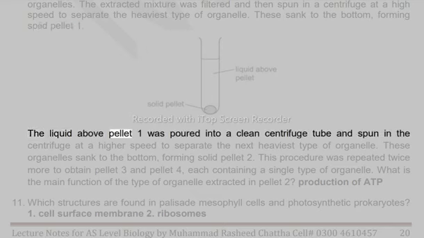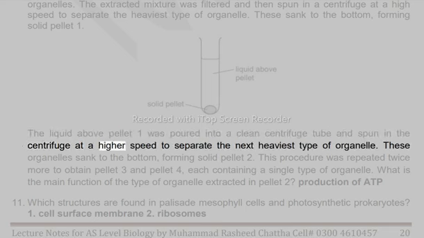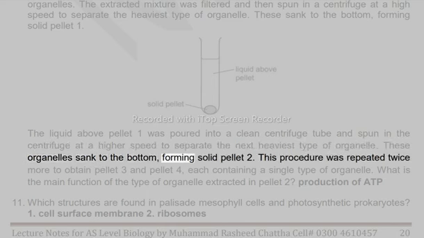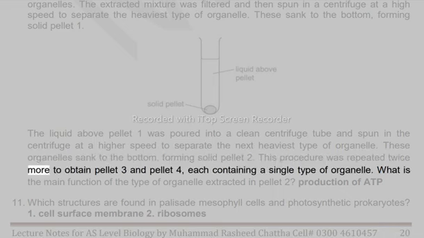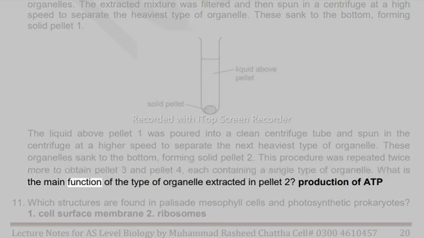The liquid above pellet 1 was poured into a clean centrifuge tube and spun in the centrifuge at a higher speed to separate the next heaviest type of organelle. These organelles sank to the bottom, forming solid pellet 2. This procedure was repeated twice more to obtain pellet 3 and pellet 4, each containing a single type of organelle. What is the main function of the type of organelle extracted in pellet 2? Production of ATP.